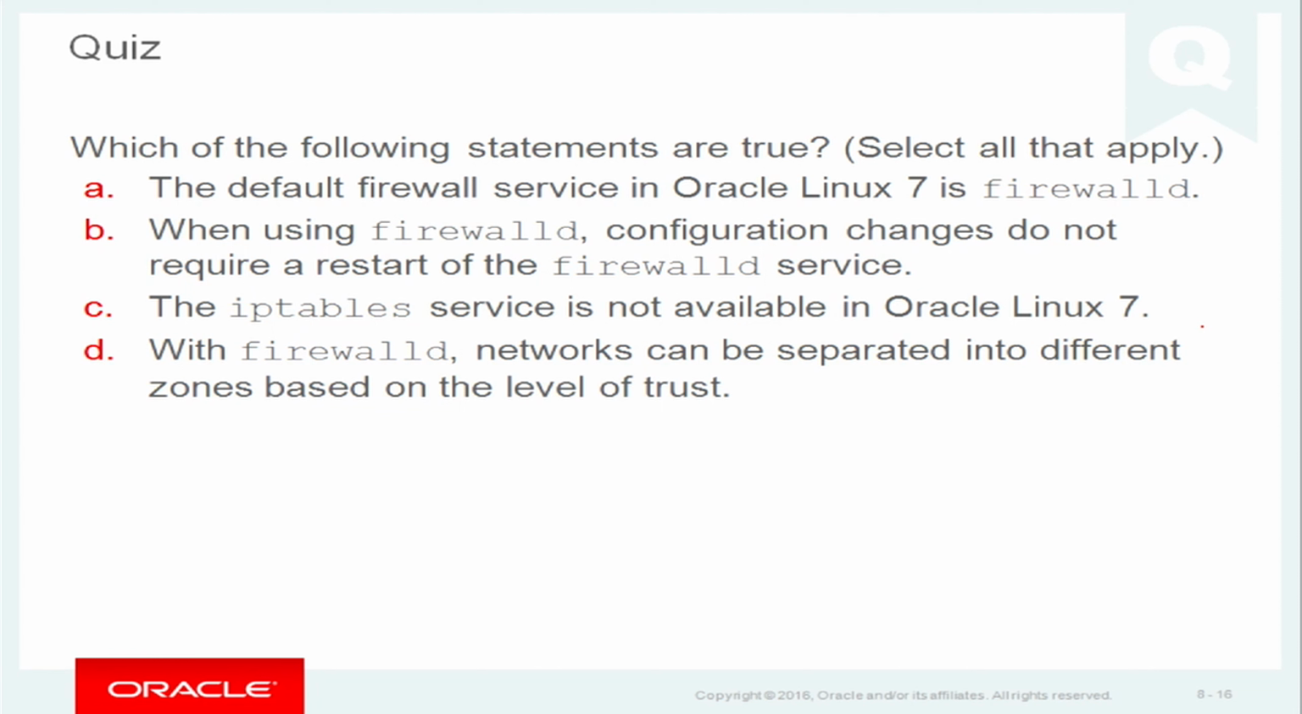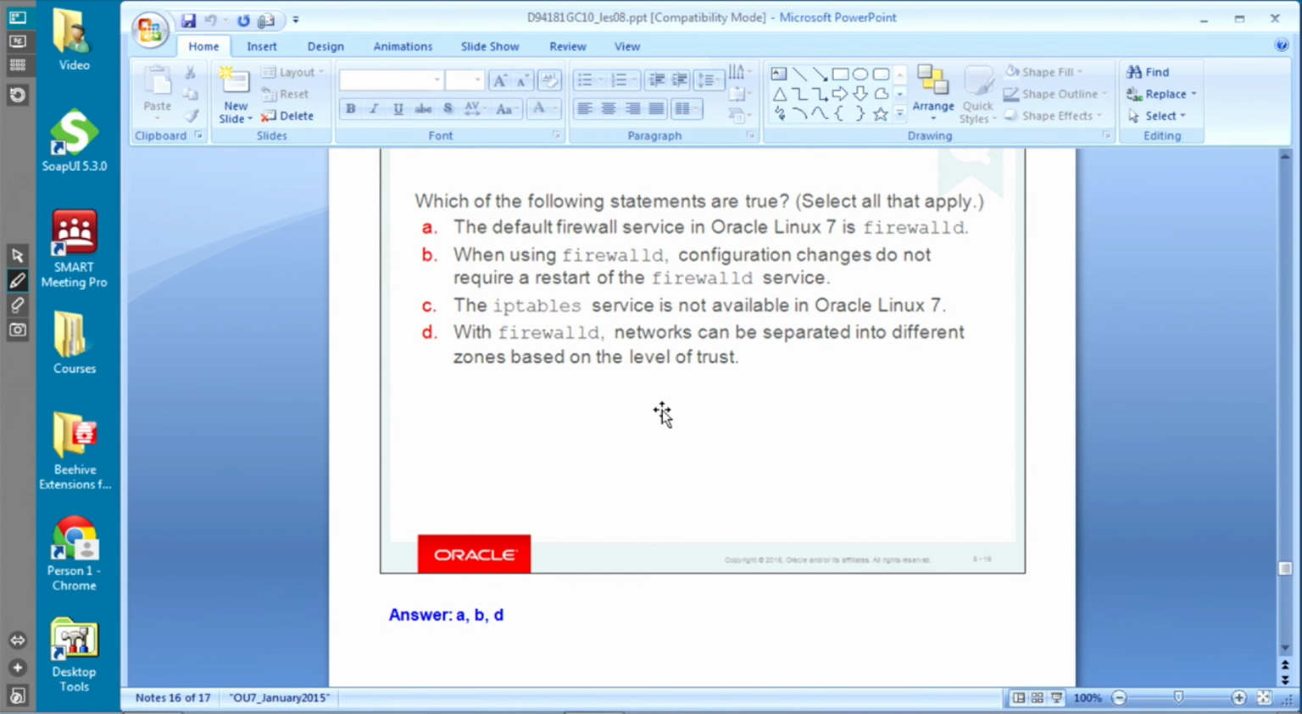With firewalld, networks can be separated into different zones. I may have given that away earlier. Let's take a look. IP tables is not available. That's wrong. It is available. Absolutely available.